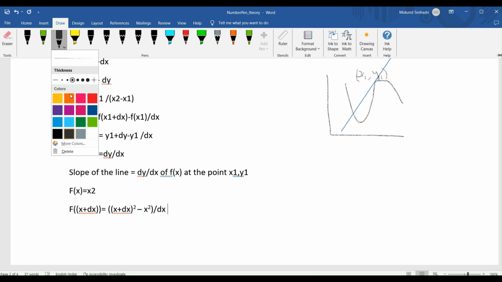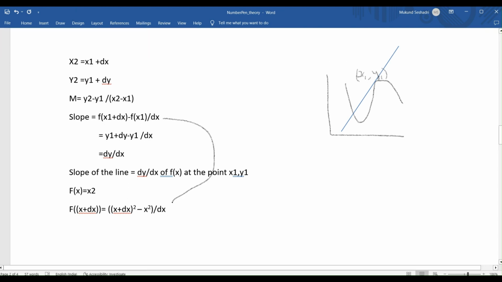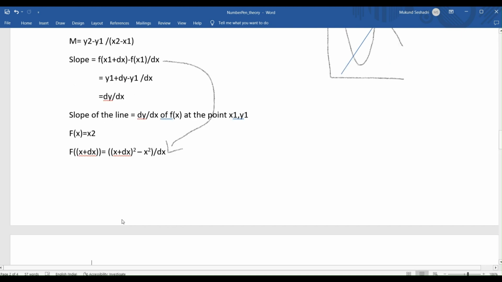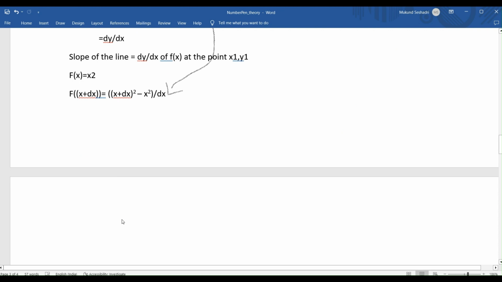What I'm doing is nothing but applying this equation out here, right? So f of x1 plus dx is (x plus dx) the whole square, right? And what do I do next? (x plus dx) the whole square is x square plus dx square plus 2x dx, minus x square, the whole divided by dx, right?